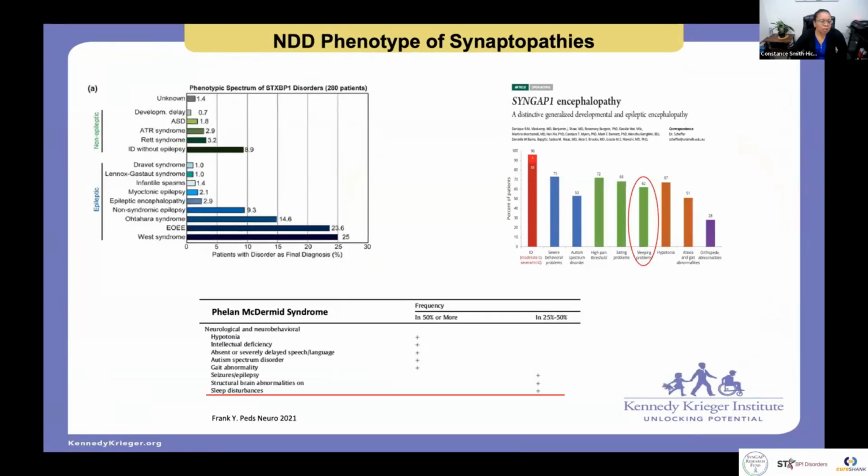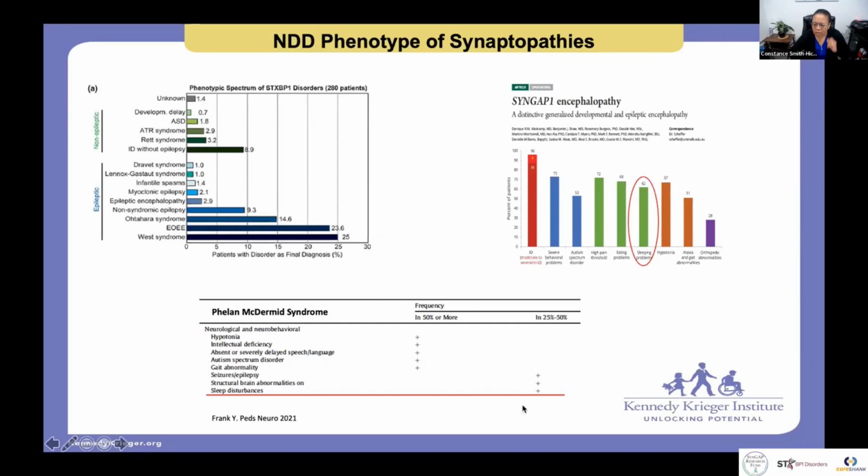So we know a lot about the clinical features of all 3 disorders just in general. We know that they are certainly associated with a complex clinical phenotype that will include global developmental delay, intellectual disability, autism, and epilepsy. And we know that sleep is a common feature in many neurodevelopmental disabilities. In individuals with Syngap1, it's reported to occur in about 62% of individuals, and then in individuals with Phelan-McDermott, in anywhere between 25 and 50% of individuals.